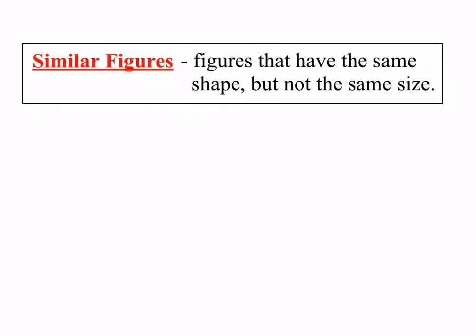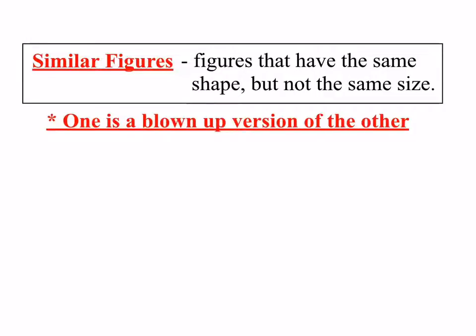So today, part of what we're talking about are similar figures. And similar figures are, and we have blank areas in the notes to fill in, figures that have the same shape but not the same size. In other words, usually one may be an enlarged version of the other or maybe a reduced version of the other. Or as I put in your notes, one is a blown up, which means enlarged version of the other.